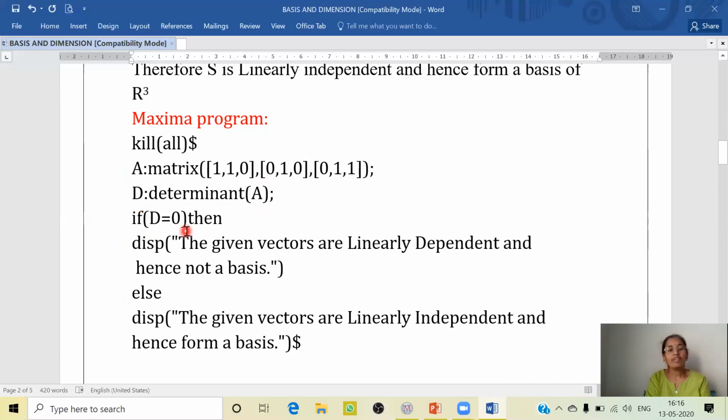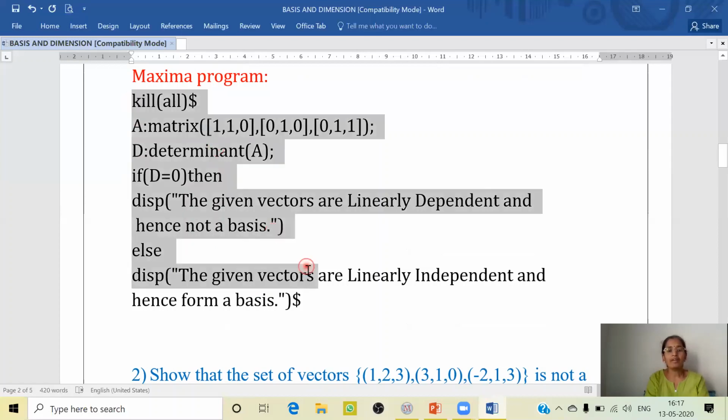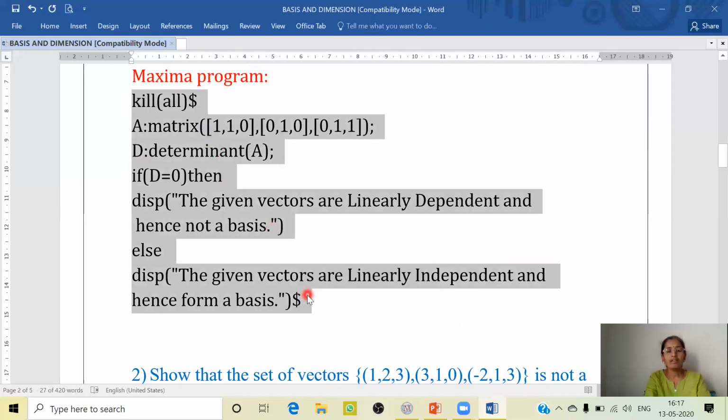If D is equal to 0, that is the determinant value equal to 0, then the given vectors are linearly dependent and hence they do not form a basis. Else, if D is not equal to 0, the given vectors are linearly independent and hence form a basis. Now let us execute this Maxima code in the Maxima window and check whether it gives us the result.